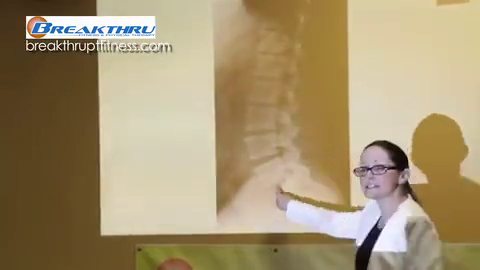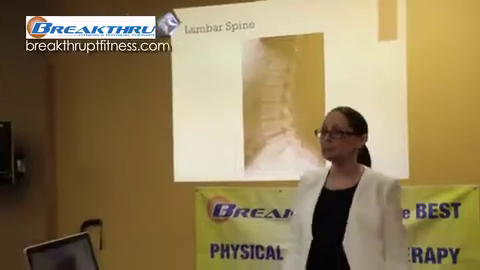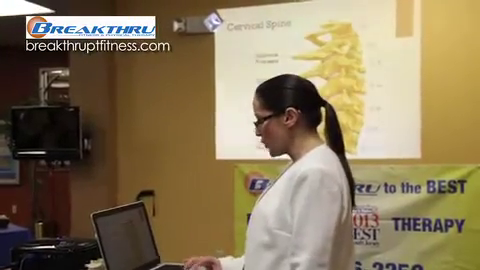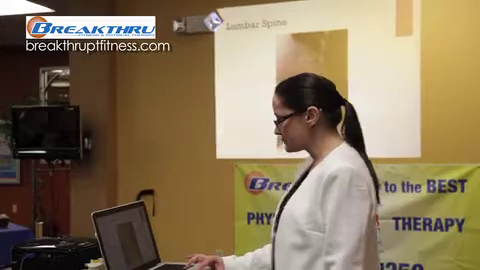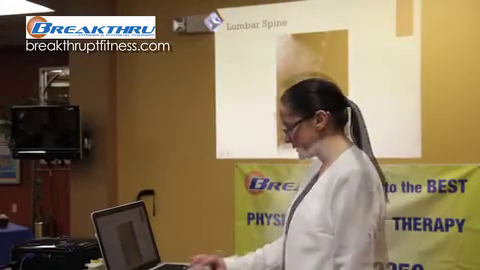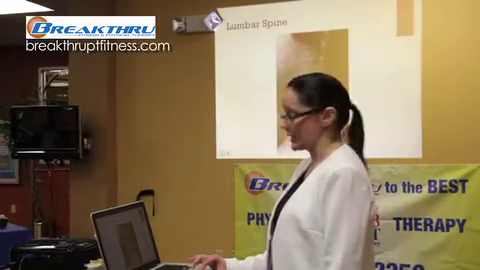In between here are the discs. You cannot see what the discs are doing on x-ray. Discs are soft tissue. X-ray only shows us bone. But you can tell whether the space in between the bones is adequate. And this looks like a normal lumbar spine x-ray. The space in between the bones looks pretty good.